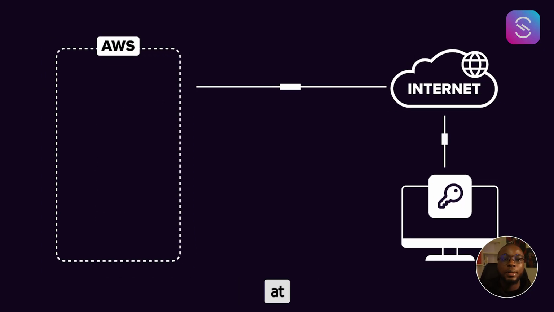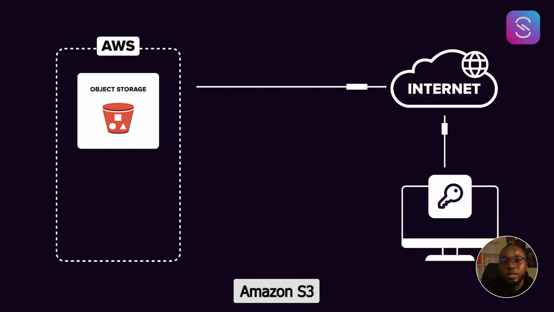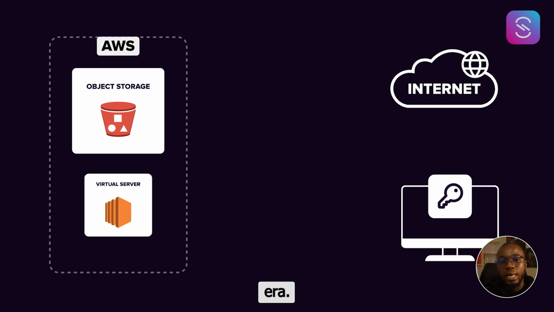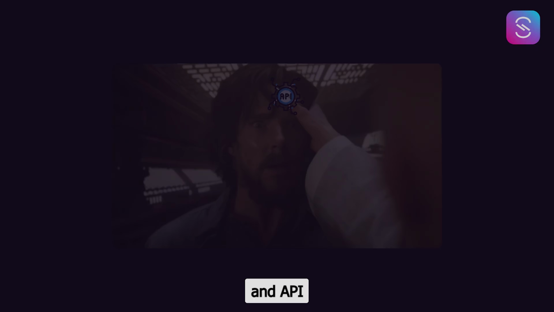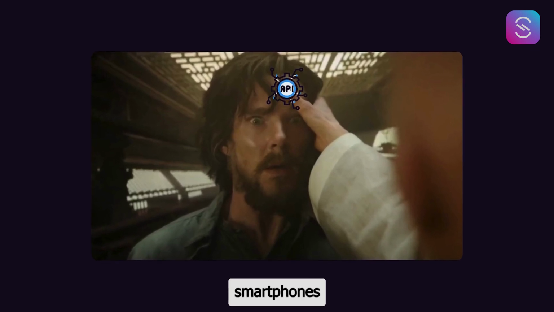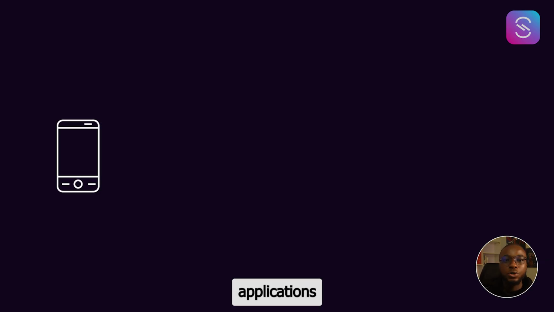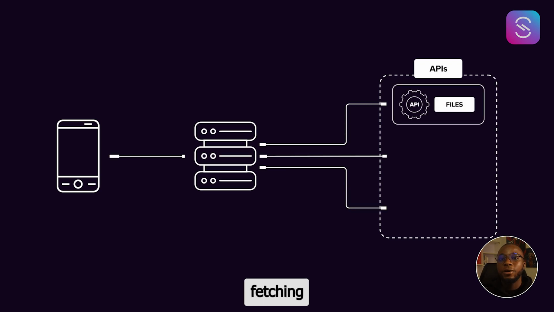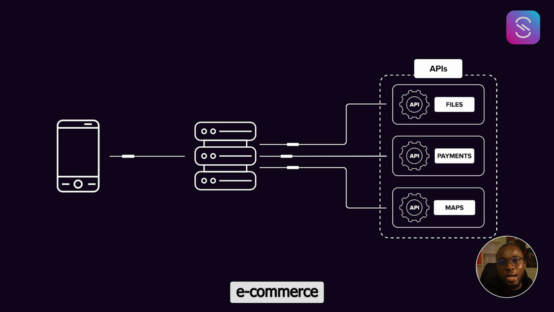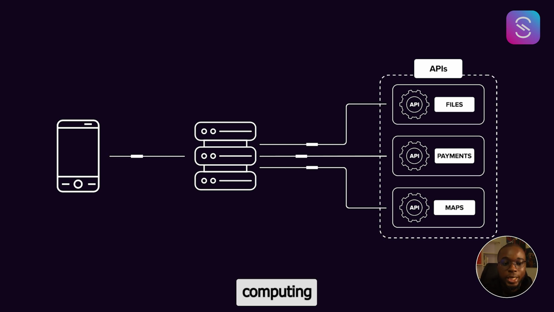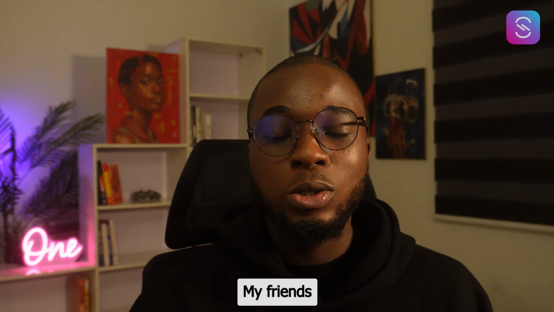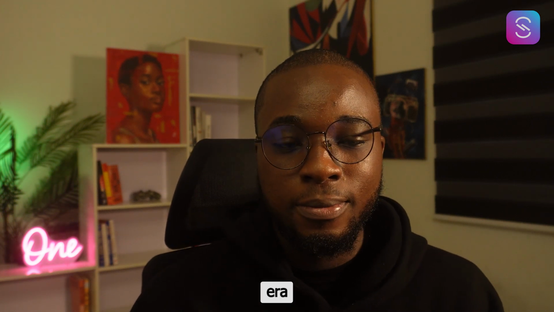Meanwhile, Amazon wasn't stopping at e-commerce. They introduced Amazon S3 for cloud storage and Amazon EC2 for virtual servers, setting the stage for the cloud computing era. Fast forward to the 2010s, API became everything, everywhere, all at once, largely thanks to smartphones. You see, mobile applications rely on APIs to function, whether it's fetching data, processing payments, or integrating with third-party services. E-commerce, social media, cloud computing, mobile applications, APIs power all of it. That should show you, my friends, we are definitely living in the API era.